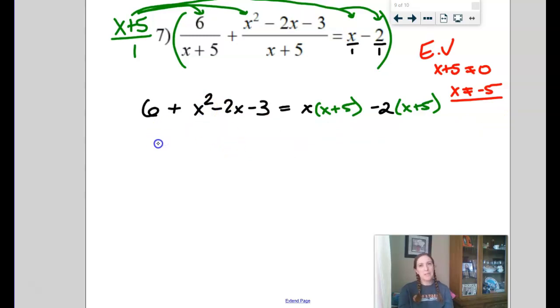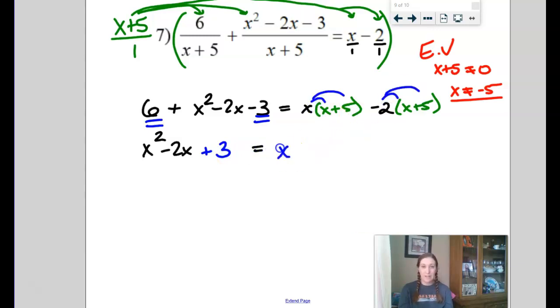All right, so on the left side, I've got a couple of things to collect, and that's it. So x squared minus 2x, and I'm going to bring together this 6 and negative 3, and I'm going to call that plus 3. Here, I need to distribute, and then we'll have to collect like terms also. So we have an x squared plus a 5x, and then we have a minus 2x and a minus 10, which is the same set of terms you would have gotten on the foiling question.